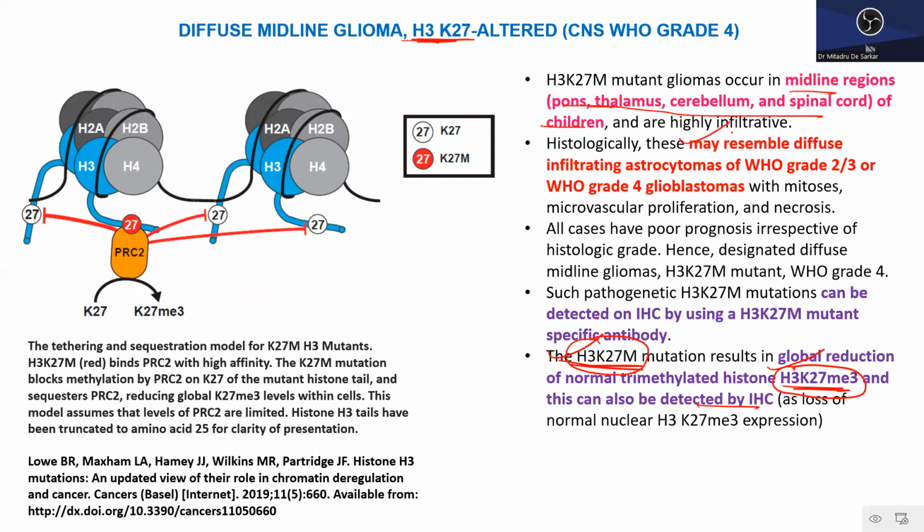And this could look like anything. This could look like your grade 2 to grade 3 astrocytic tumors. They could also mimic the highly cellular, even small round cell tumor kind of appearance, and could mimic WHO grade 4 glioblastomas. So the morphology does not really matter. What's more important is the status of the mutation in the histone genes. And irrespective of whether these have got a low grade or a high grade histomorphology, all of these cases have got a poor prognosis, and hence this family is given the designation of CNS WHO grade 4.